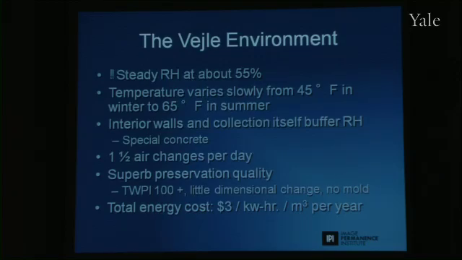The RH is steady at about 55% all year long. The temperature varies. This is a basic design: the RH is steady and the temperature varies. The temperature goes from about 45 degrees inside in winter to about 65 degrees in summer. And there are never any violent spikes in relative humidity because the interior walls, which are made of a special concrete, and the collections themselves to some degree buffer the relative humidity.